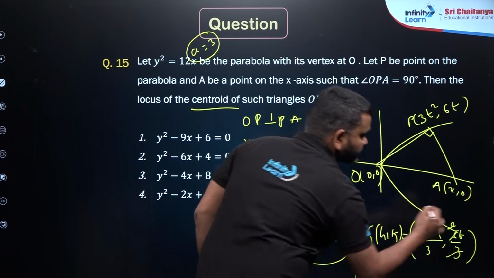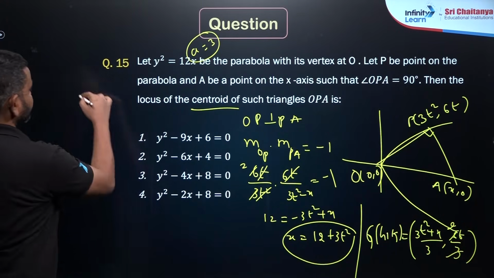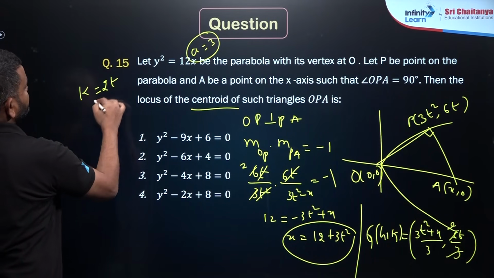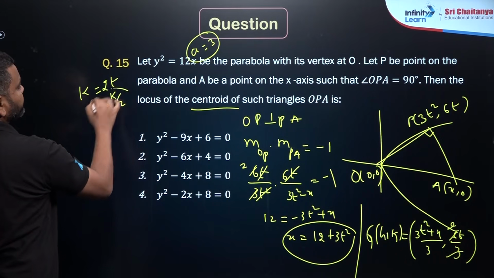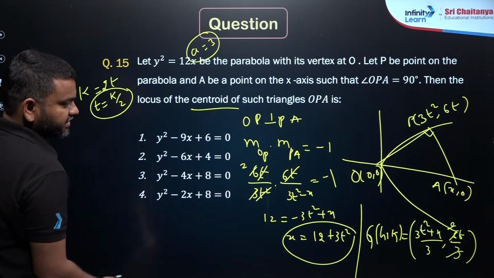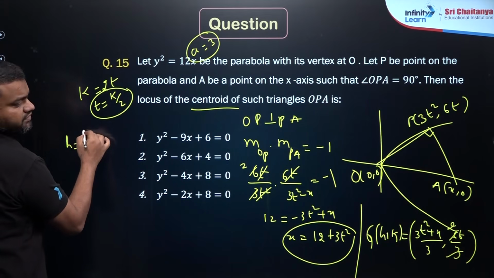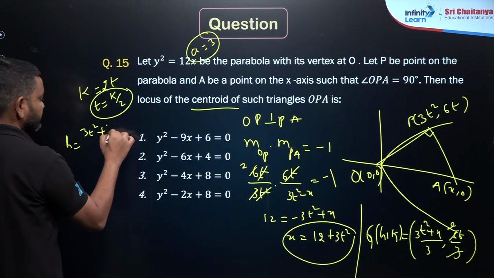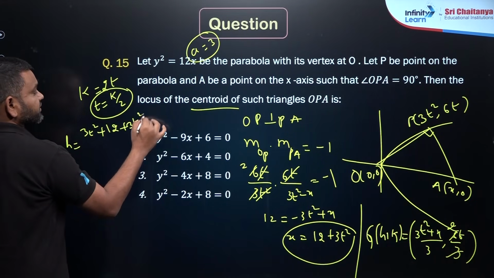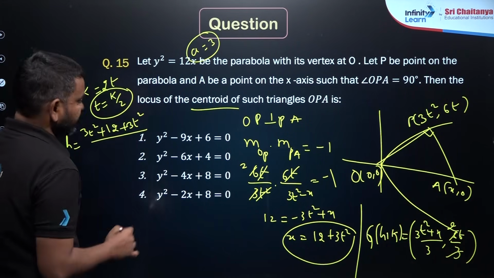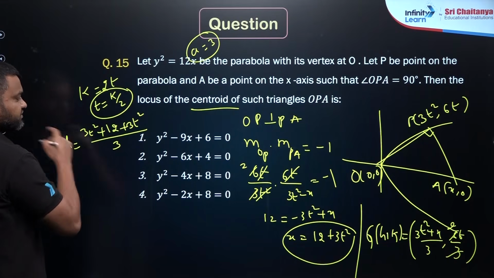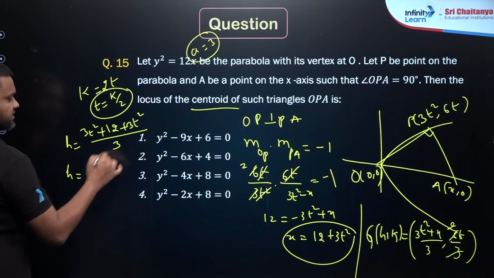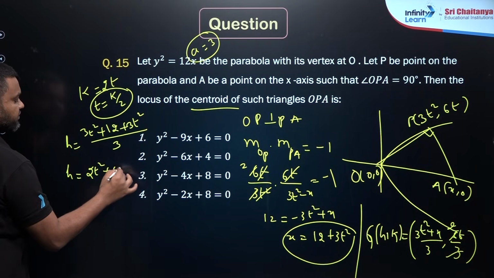So this is going to be 2t. With the help of that, I can write k is equal to 2t. So t is equal to k by 2. And the other one which I have here, h is equal to 3t square plus x, which is 12 plus 3t square, divided by 3. So 3 on the left side cancels, and you are going to get h is equal to t square plus 4.